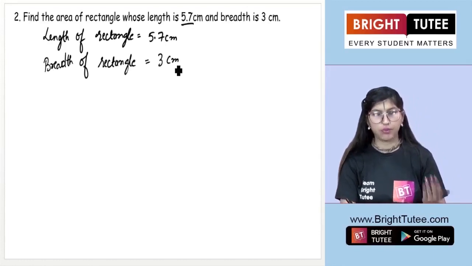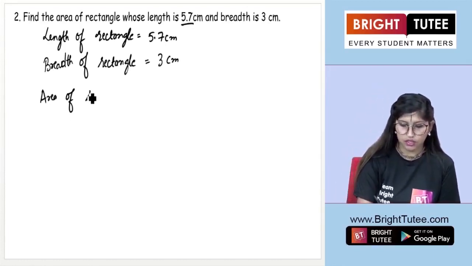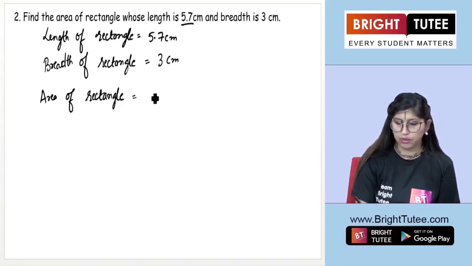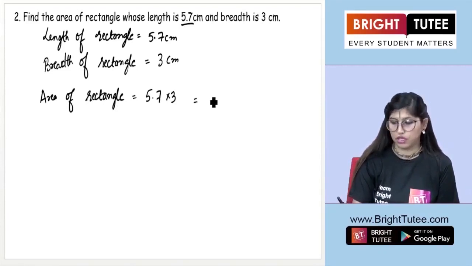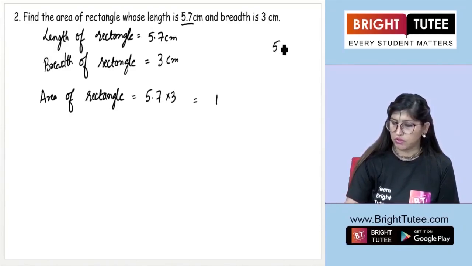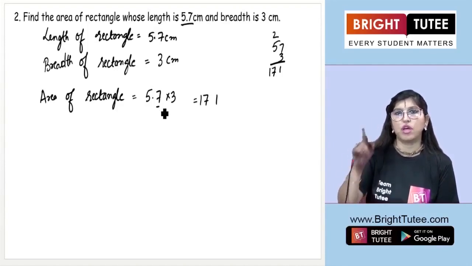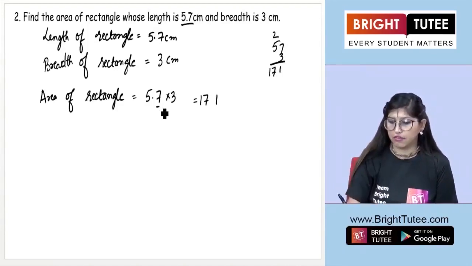Now we have length, we have breadth. How can we find the area of the rectangle? That will be 5.7 times 3. 7 threes are 21. Okay, let me just write it down over here. 7 threes are 21, 5 threes are 15, so 171. But how do we shift it? We have only one digit after the decimal point. So we're moving one place to the left. So what do we get?